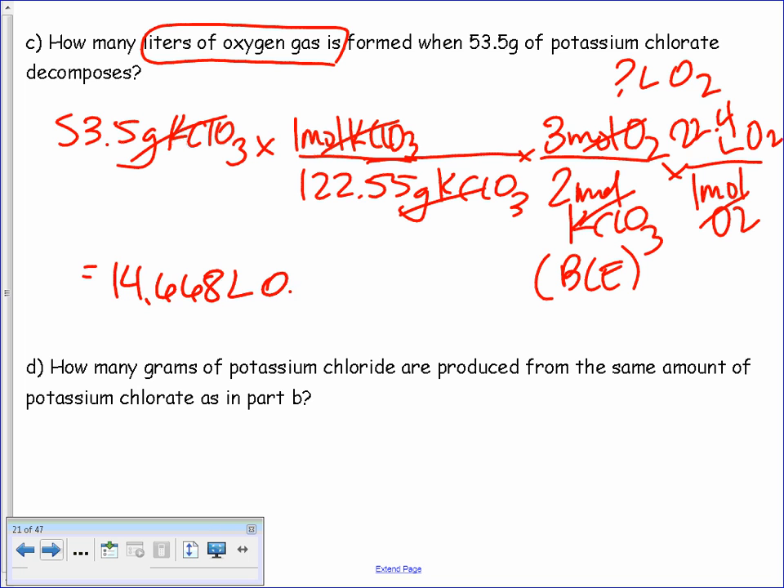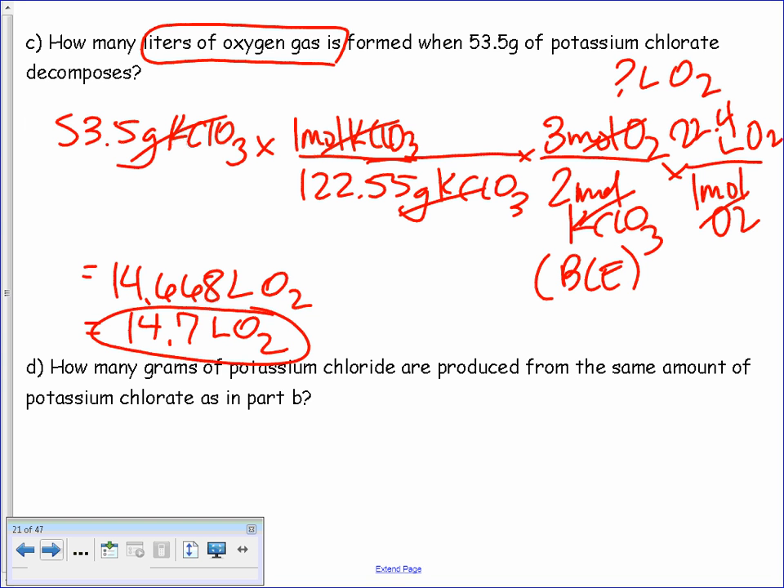14.668 liters of oxygen. How many sig figs should that be reported to? 3. So what is it? 14.7 liters. It's making a little bit more sense.